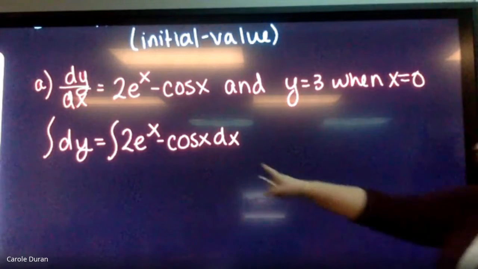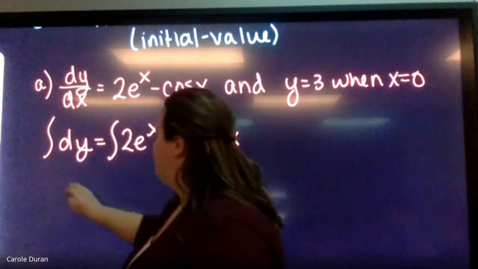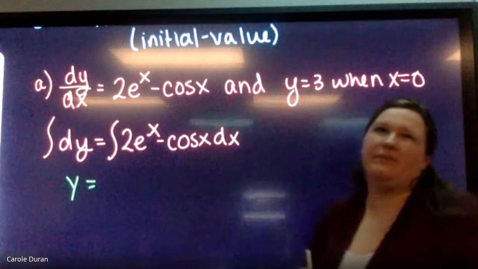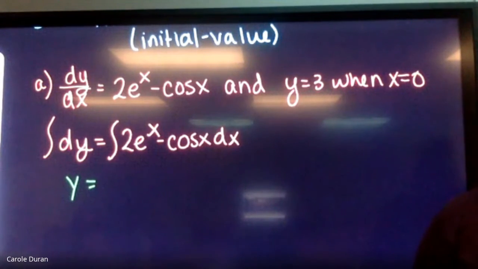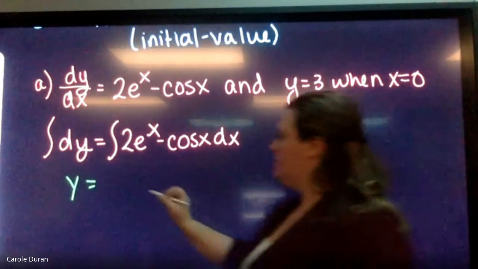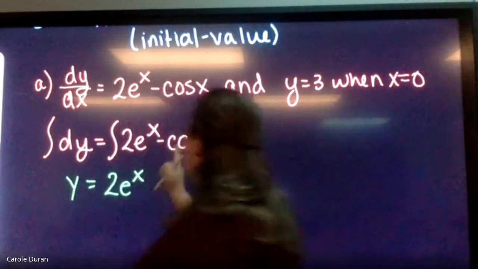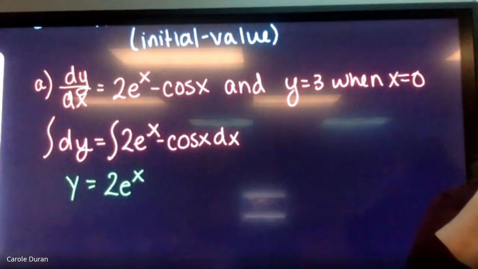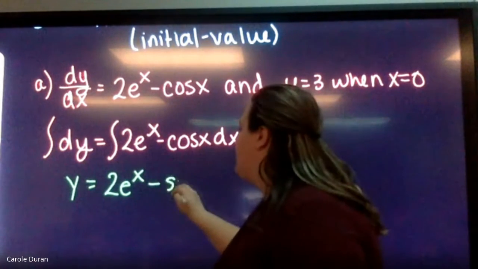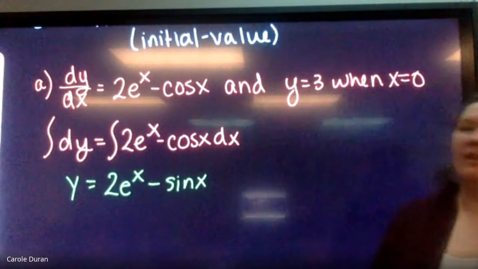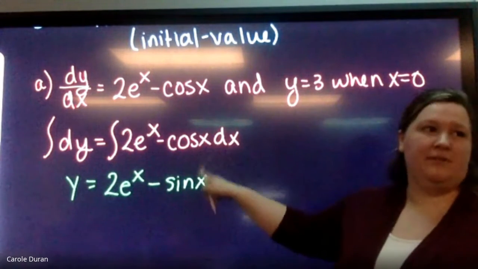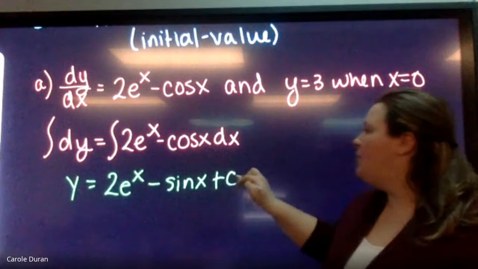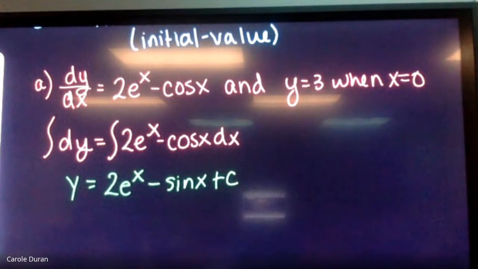Then I can take the antiderivative of this. What's the antiderivative of 2e to the x? 2e to the x. What's the antiderivative of cosine of x? Sine. So this is minus sine of x. And then we had a derivative. This is the antiderivative, so no dx there. But we have to put a plus c. So I took the antiderivative and I put the plus c at the end to indicate a constant.